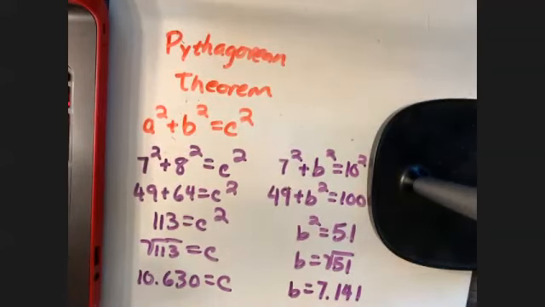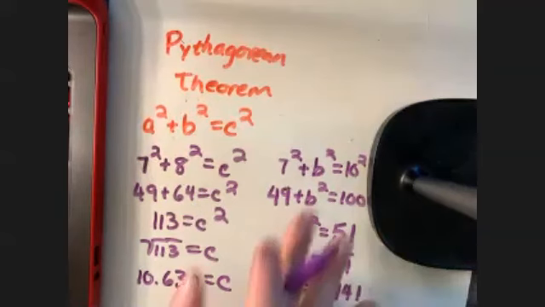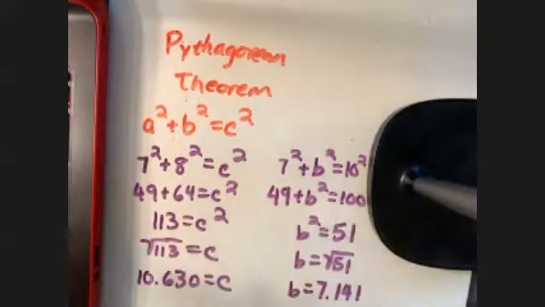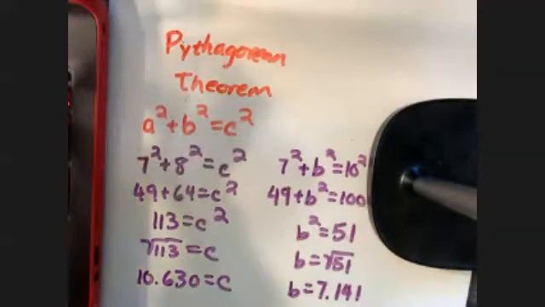Okay? So that would be how you would work kind of through. And if they gave you b and c, it would be similar to how they did here with the a and the b. Okay? Hopefully this helps you guys out with your special right triangles and Pythagorean theorem.